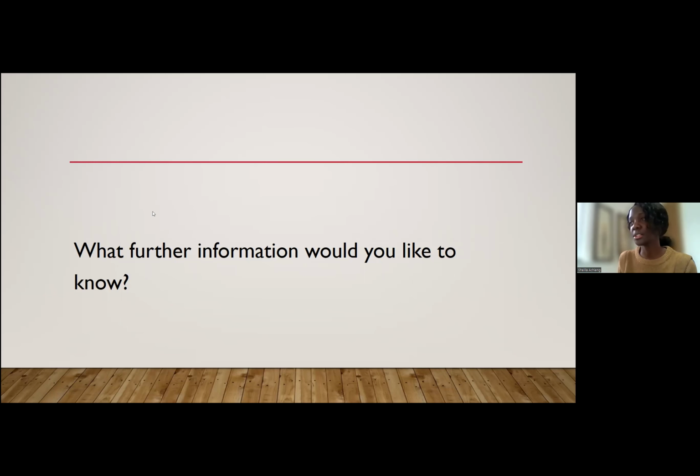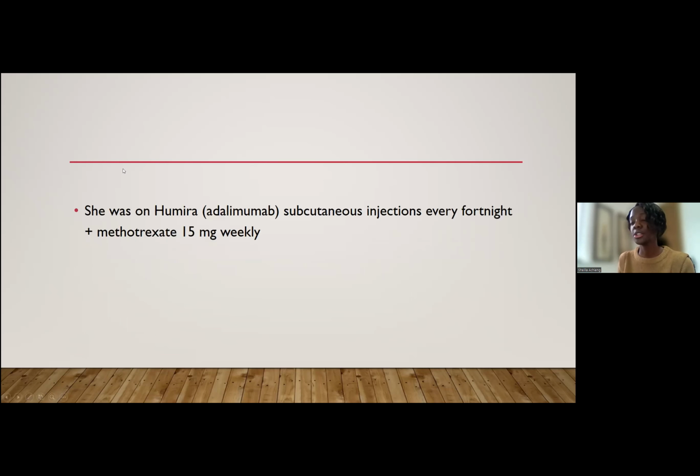So one important question that we would need to ask in this lady is what other treatments she's on for her rheumatoid arthritis. You've seen on the GP record that she's on amlodipine, but we don't know what she's having for her RA, which clearly seems to be active. So she was on a medication called Humira, which you might have seen in your rheumatology patients or patients with IBD. And she was having this every fortnight along with methotrexate.